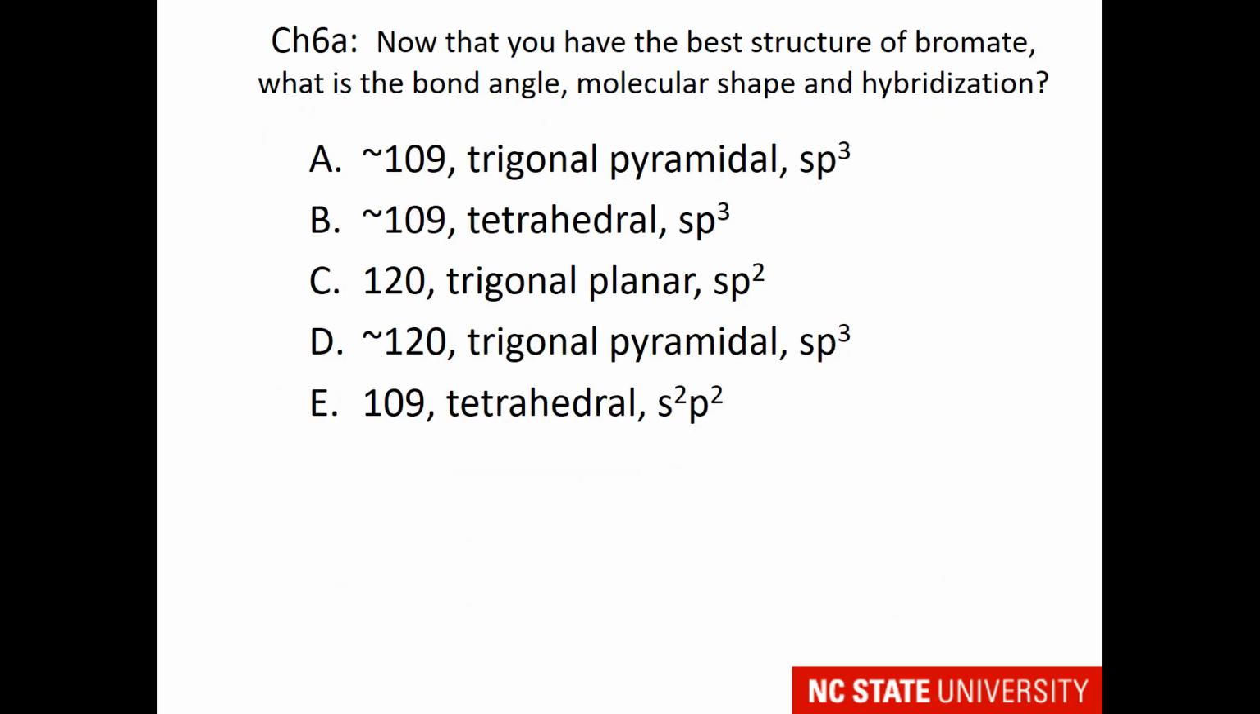Once you've made your choice for the previous question, let's think about the bond angle, molecular shape, and hybridization. So you may have to pull out that master sheet from Chapter 6 that helped you relate the number of electron regions to these different properties.